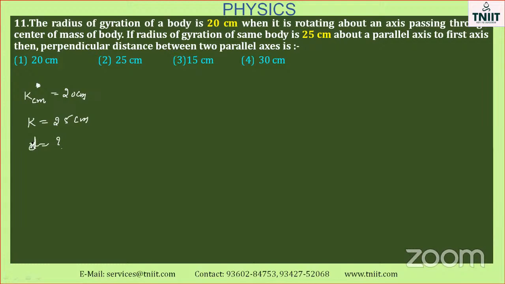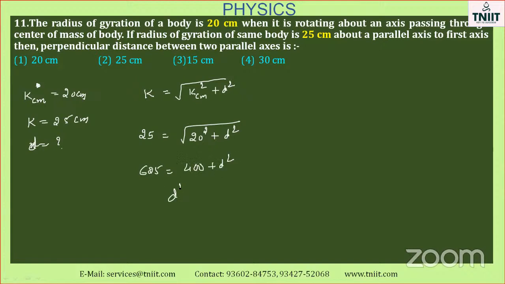Let it be D. You know that K value is always equal to root of KCM squared plus D squared. So K is 25, KCM is 20, squared plus D squared. Squaring on both the sides, 625 is 400 plus D squared. So D squared is 625 minus 400, that is 225. So D value will be equal to what? 15 centimeter. Option 3.